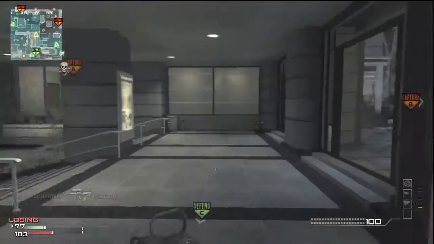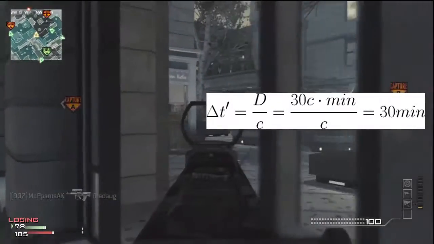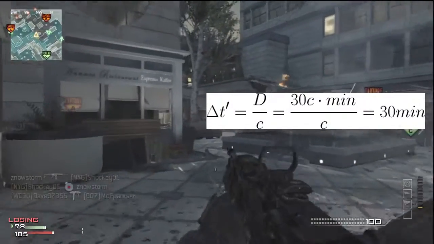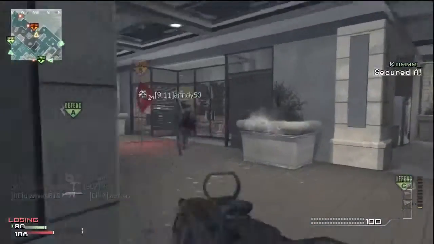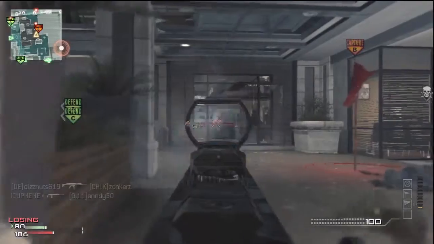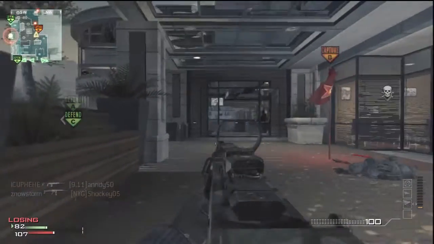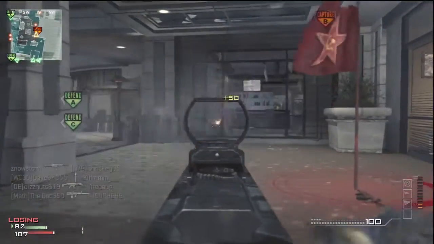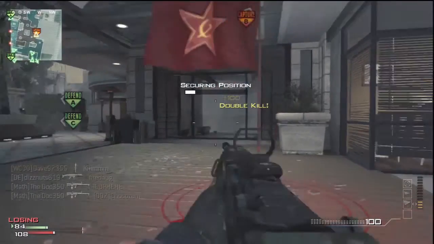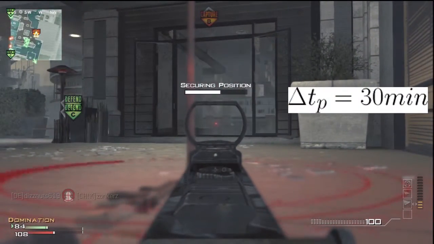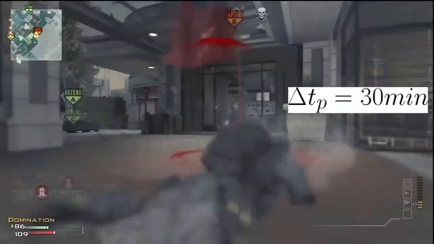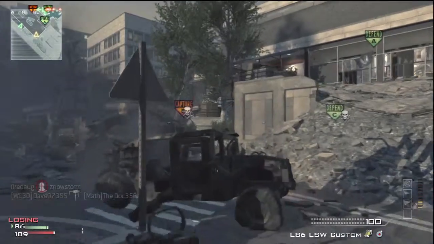And so we get this equation, right? Delta t prime equals d over c. And then we get 30 minutes for that reference frame. Now, because the two events happened at the same place in the spaceship, the time interval is the proper time. The time interval from now on is going to be delta t sub p, and since it's the proper time, it equals 30 minutes. So there you go.